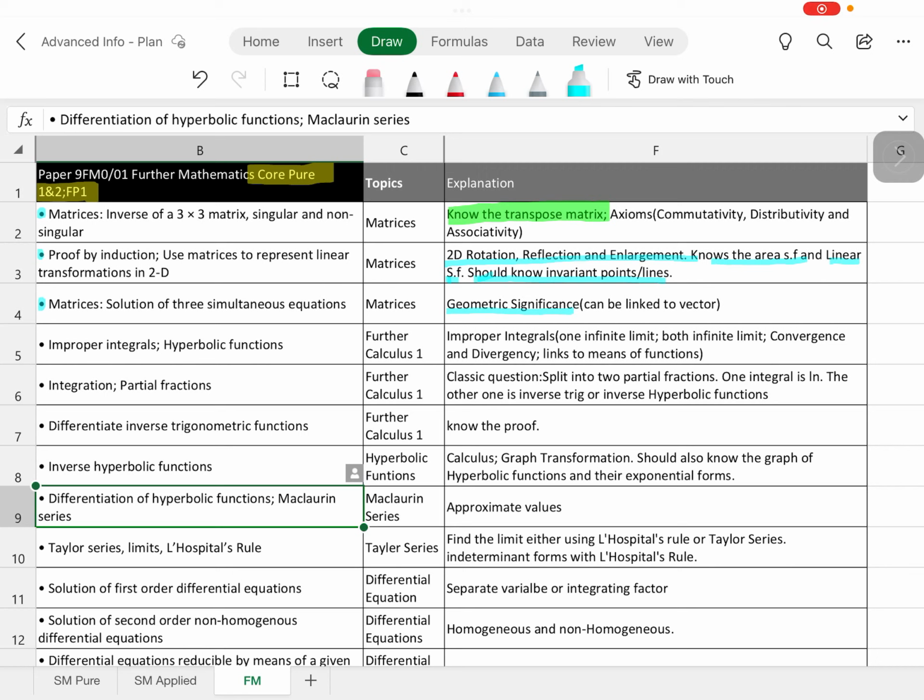And this one can be linked to vectors. So they can ask you, I give you the equations of three planes, and I say apply a transformation matrix on them, and after the transformation matrix, how would that look like? Yes. Okay. Next bullet point.